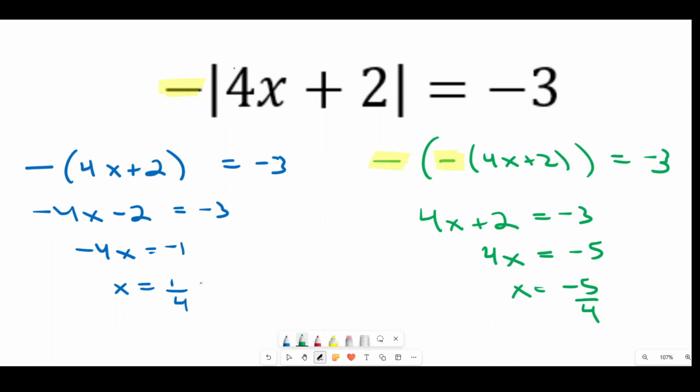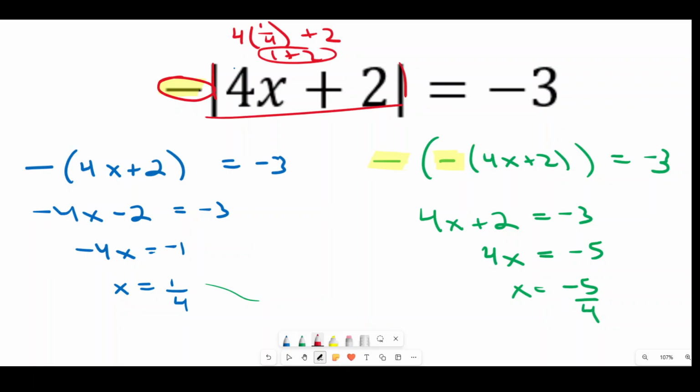It's always nice to check, a good idea to check. So if this is a quarter, so 4 times a quarter plus 2 gives me 1 plus 2, which is 3. The absolute value of 3 is 3, and then put the negative in front. I would get negative 3 here, and I already have negative 3 there. So I'm pretty happy with that answer.